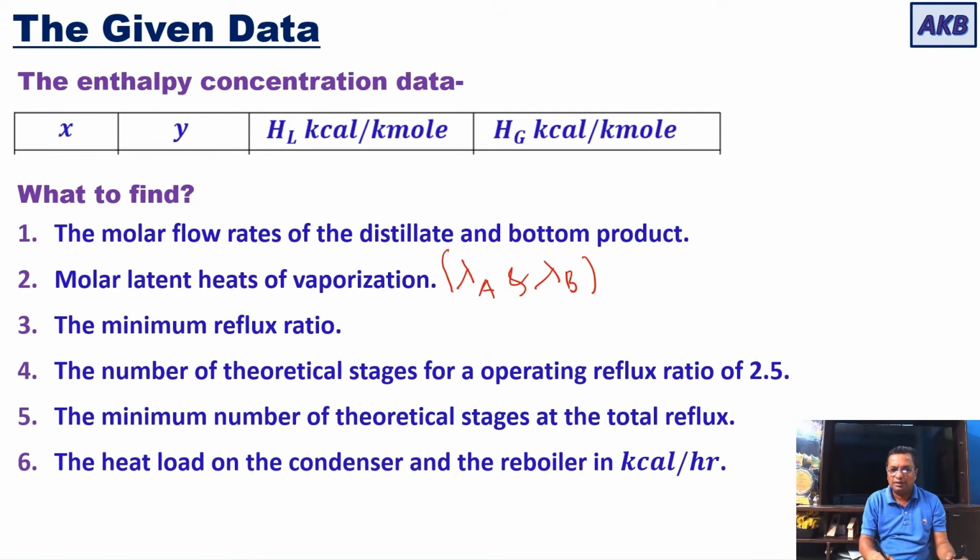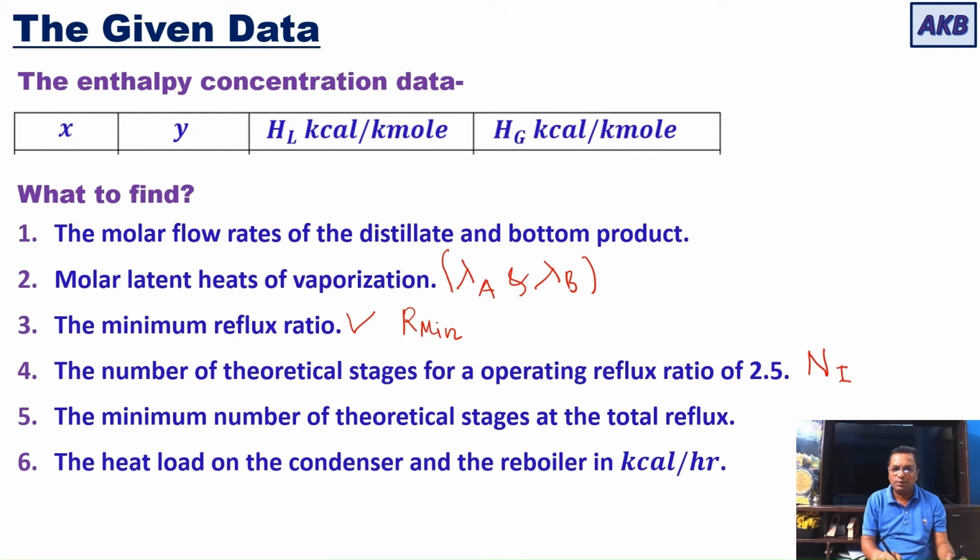Then the minimum reflux ratio we will be reporting, that is R minimum. Then we will be finding the number of theoretical stages for an operating reflux ratio of 2.5. So we will be reporting the number of ideal stages.